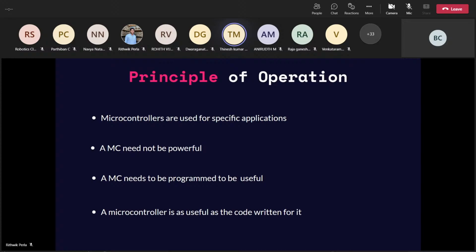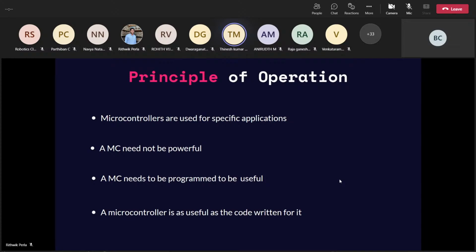A microprocessor does a lot of things irrespective of the input we give. But a microcontroller can do only a specific task. If you give an input, it just processes that data and does only the specific operation. It is used only for a single task and not for numerous tasks. I'll give you an example, don't worry.